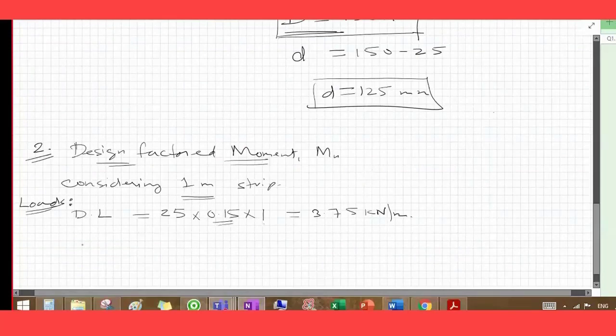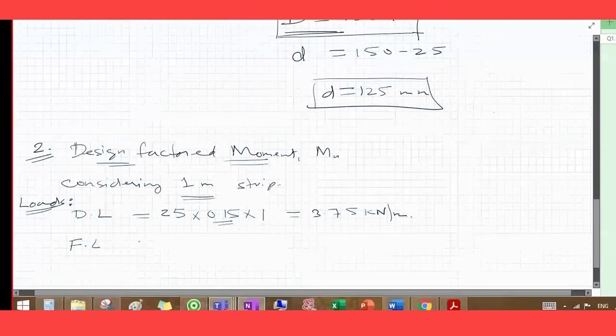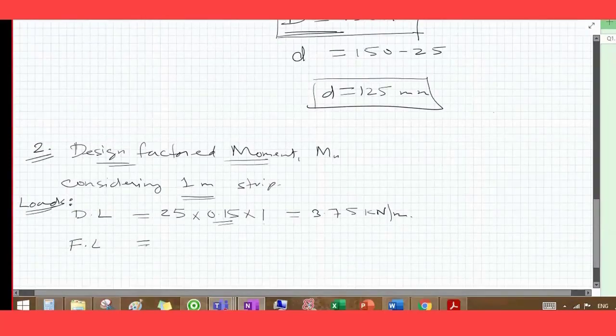Similarly, you will be having this finishing load. I'm writing FL. FL is your finishing load, and in the data, the finishing load is given as 1 kilonewton per meter square. Since I'm considering 1 meter strip, I'll multiply with 1. I'll get 1 kilonewton per meter. So please understand, whatever 1 kilonewton per meter square is there, in 1 meter strip, if I multiply with 1, the load will be in terms of kilonewton per meter.